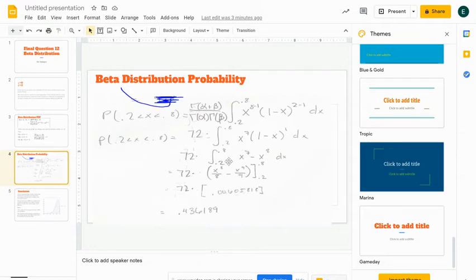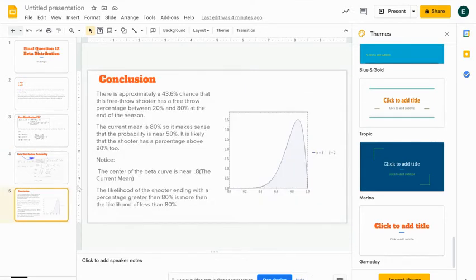That's a pretty simple integral. So we're going to simplify it to x to the 8th over 8 minus x to the 9th over 9, calculated from 0.2 to 0.8. I am really blanking on that word right now, but we're just going to calculate it between the values of 0.2 and 0.8. This ends up being this number right here, 0.00605818. And I'll multiply that by the 72 right here, which gives me 0.436189.